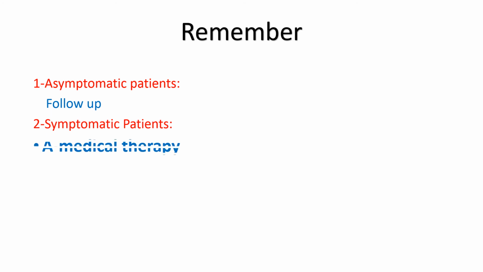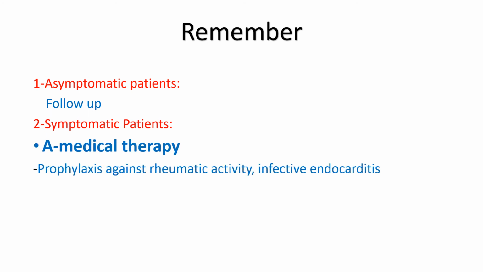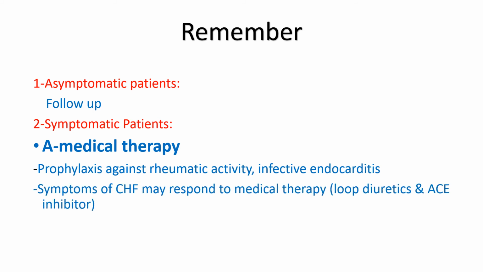Asymptomatic patients of aortic regurgitation only need follow-up, while for symptomatic patients we start with medical therapy, which includes prophylaxis against traumatic activity and infective endocarditis. Symptomatic congestive heart failure may respond to medical therapy, such as loop diuretics and ACE inhibitors.